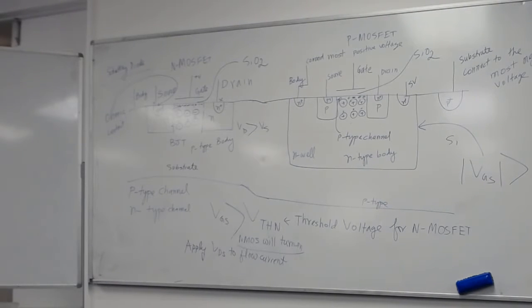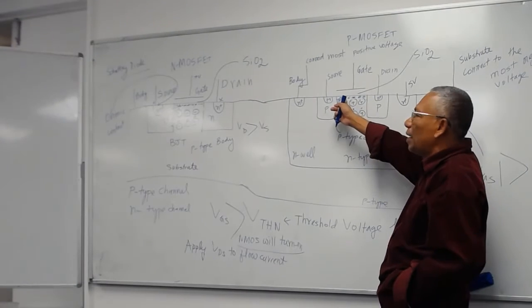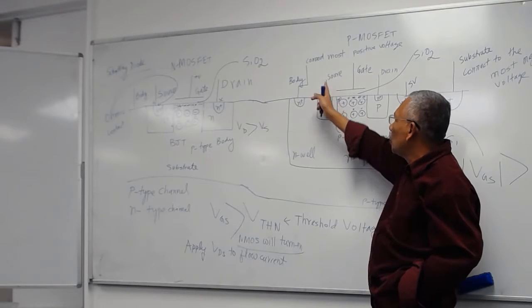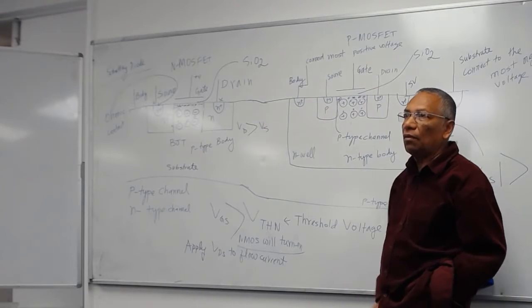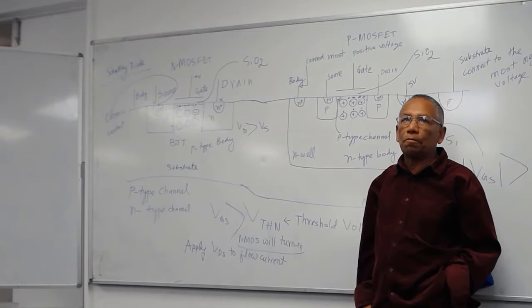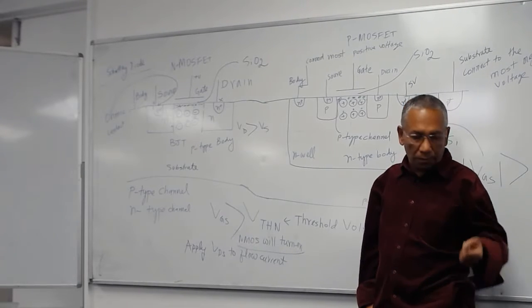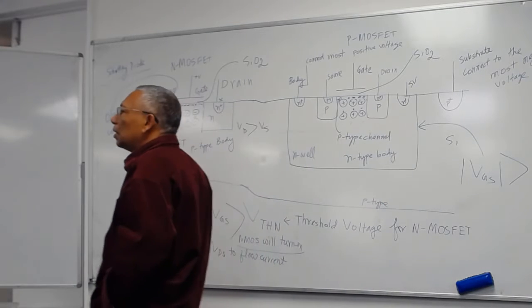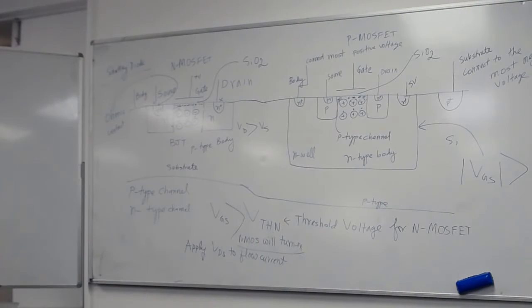So you have to apply a higher voltage at the source and a lower voltage at the drain compared to the source, so that the carriers will flow. The holes will flow. Holes are carrying positive charge, so they are attracted by a lower voltage. So you have to apply lower voltage here and high voltage here, so that the holes will flow this way. Okay. So that's the basic way of operation for NMOS and PMOS.